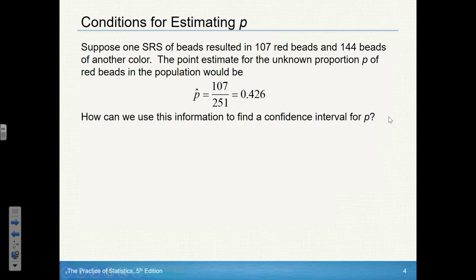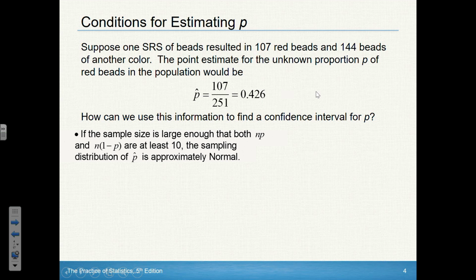Now, let's just say we did this and we ended up getting 107 red beads and 144 of a different color beads. That would make our p hat, the number of reds over the total, 107 out of 251, or 0.426. How can we use this information to find a confidence interval? Well, this p hat, that would be our point estimate. And what we would need to do then is we need to say, okay, let's talk about our conditions.